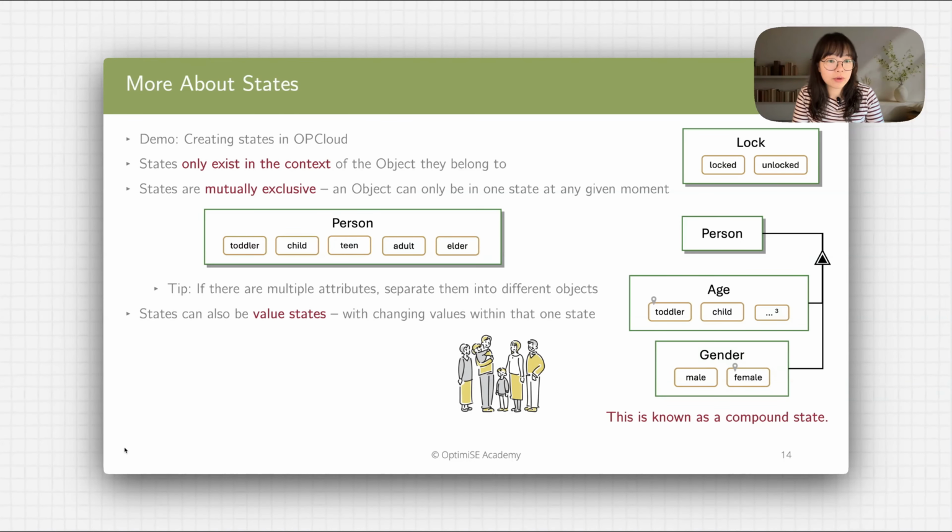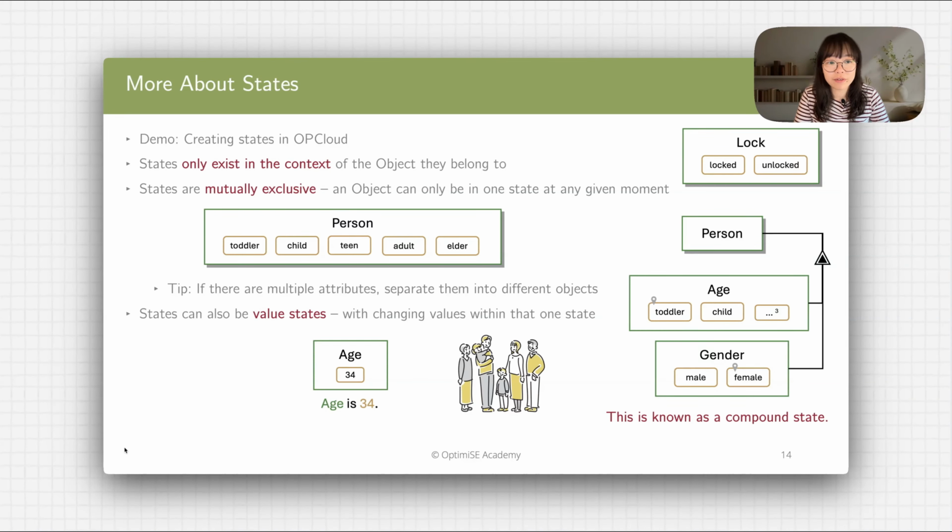Now, states can also be a value state as well. If an object has a value state, then it will not have multiple states in it, but it will only have one single state. However, this single state can have changing values. Let's say I don't want to use qualitative life stages to describe the age, but I actually want to use a more precise numerical value to describe this. I can use a value state and actually put that numerical value within this particular value state, and the OPL would read age is 23.